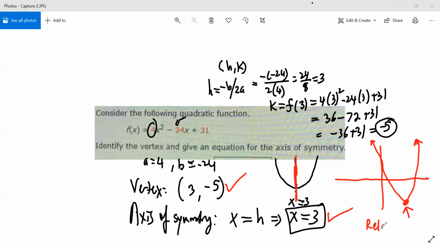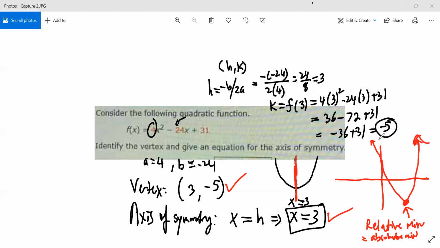So this is going to have the relative minimum at the vertex point, and it's not going to have the absolute maximum. But the relative minimum is the same as the absolute minimum, because this is the lowest point. But it's not going to have any maximum at all. It's not going to have a relative maximum. It's not going to have an absolute maximum at all because the domain is all real numbers.